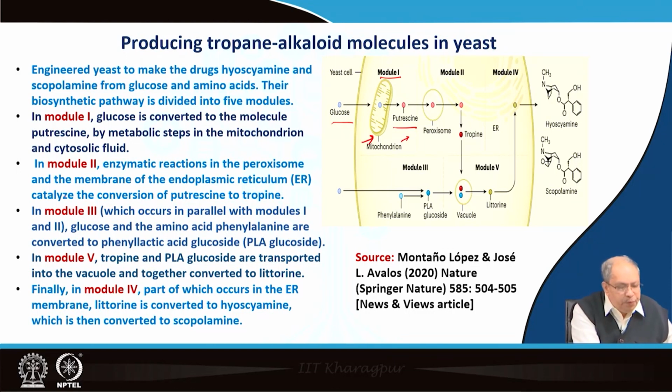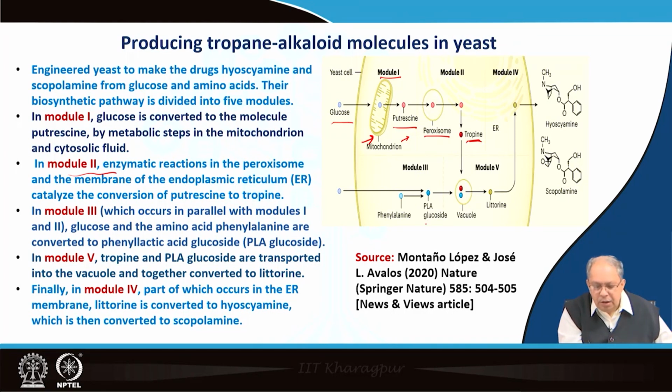In module 2, the enzymatic reactions in the peroxisome, here is the peroxisome, and the membrane of the endoplasmic reticulum play a role in catalyzing the conversion of putrescine to tropine. Then the tropine comes to the cytosol. Module 3, which occurs in parallel with module 1, is basically where glucose and the amino acid phenylalanine are converted into phenyllactic acid glucoside, because that is required eventually, joining with tropine to make litorine.